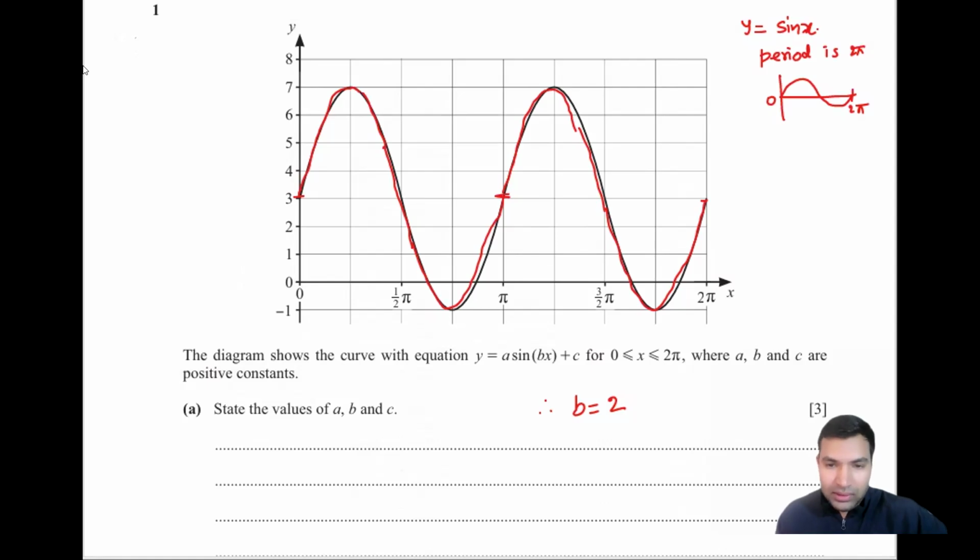Got it? So sine bx. If there are three waves, then sine 3x. If there are four waves from 0 to 2 pi, then sine 4x. Period is nothing but the interval after which this particular function repeats itself. Okay. Now what is the amplitude?